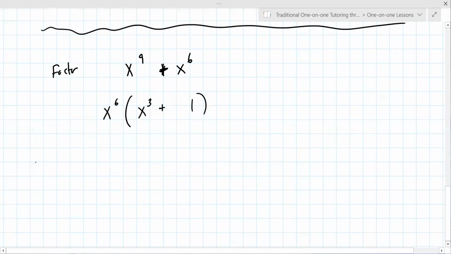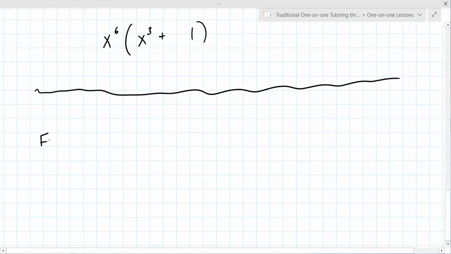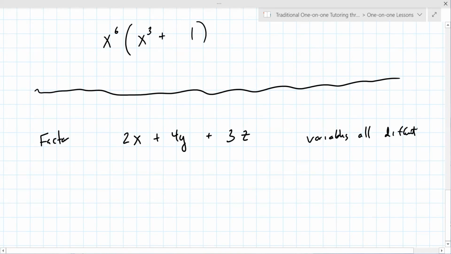All right, so now we're going to do a new type of problem. We're going to factor 2x plus 4y plus 8z. Notice this time the variables are all different. Do you see that? I'm sorry, I gave you the wrong number here, so that's 8z. The variables are all different.